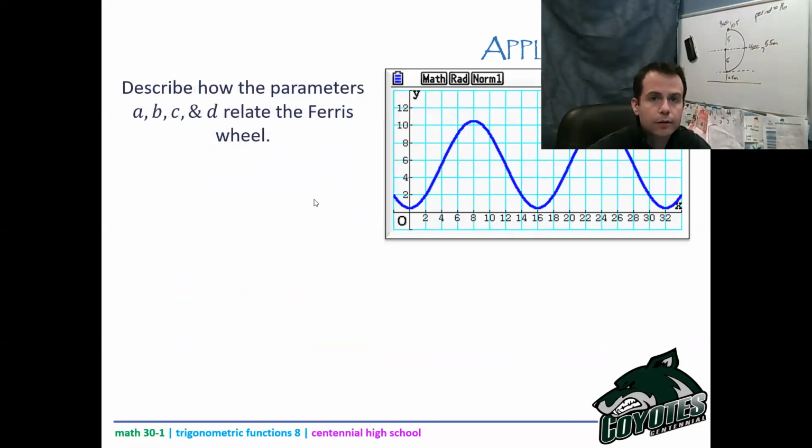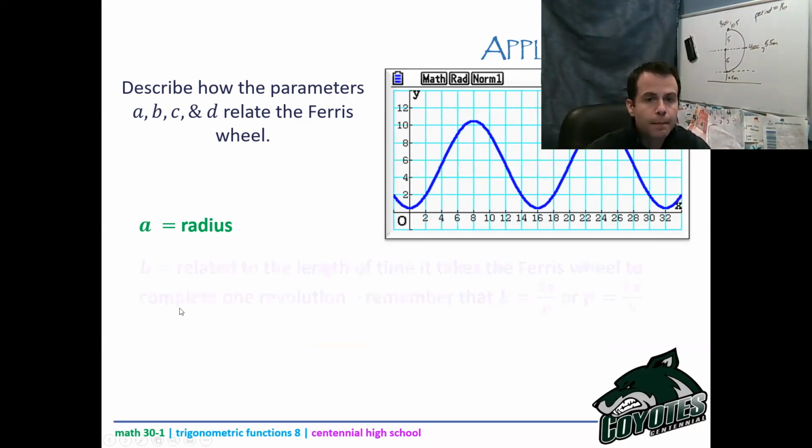Okay, now describe how the parameters of A, B, C, and D relate to the Ferris wheel. Well, that's kind of what we just talked about. We're just going to put it in writing now. A is your radius. B, you got to be careful with B. Don't tell me that it is the period. B is never the period, right? But it's related to the period through that formula. 2 pi over B is your period, or your period is 2 pi over B.